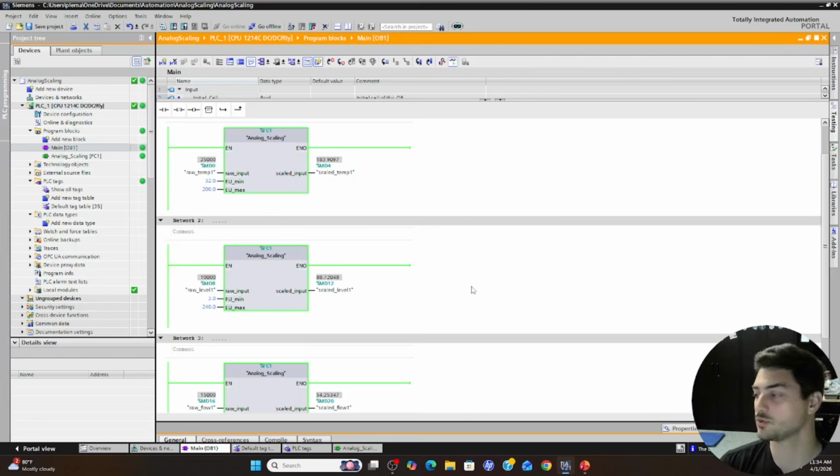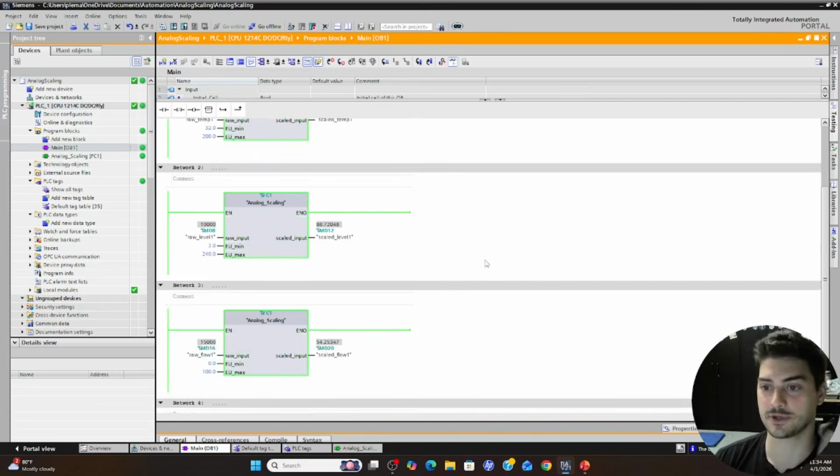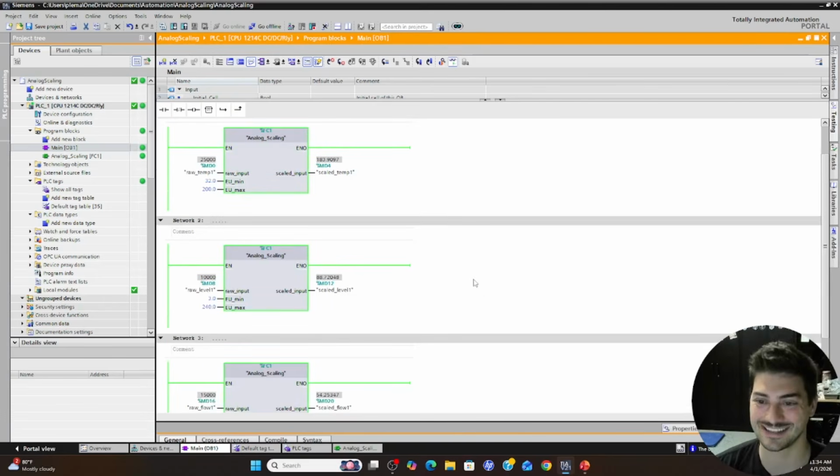I'm sure in the future we'll need to do a tutorial on the actual wiring of analog inputs and the setup and loop checking process for analog inputs, how you actually make sure they're working correctly. But for the scaling in the PLC, I think this is a great tutorial and a good place to stop. So I'll go ahead and call it there on this lesson.